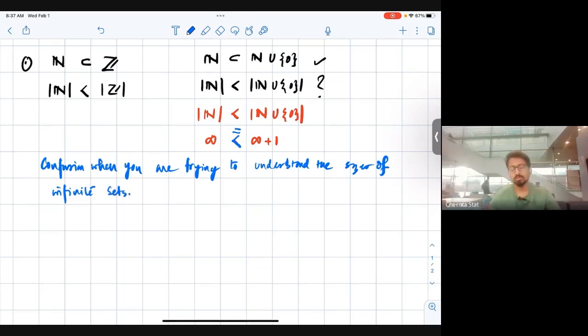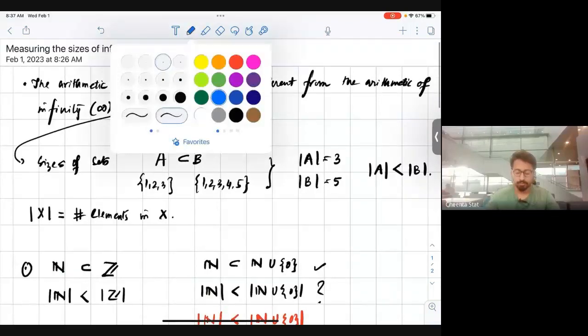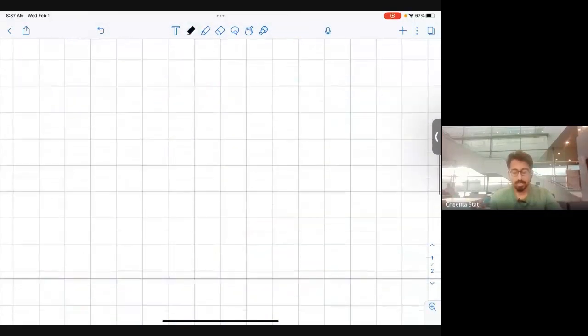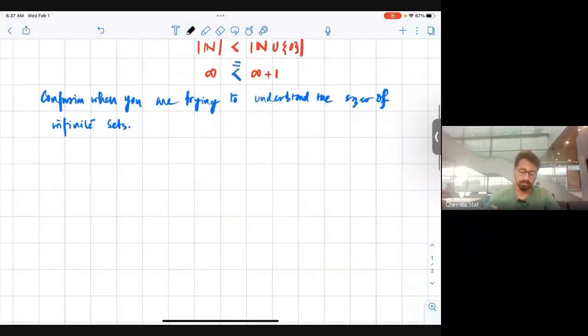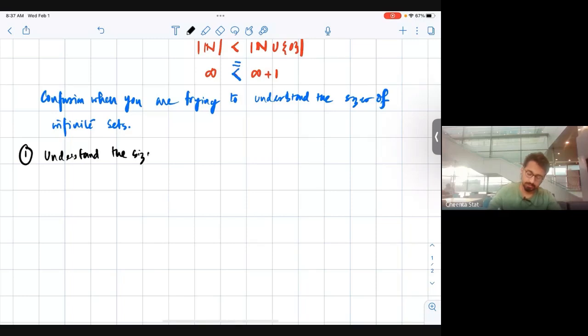So one of our goals should be to understand today how to compare these infinite sets, how to understand these infinite sets. So that's our first goal. Understand the sizes of infinite sets.